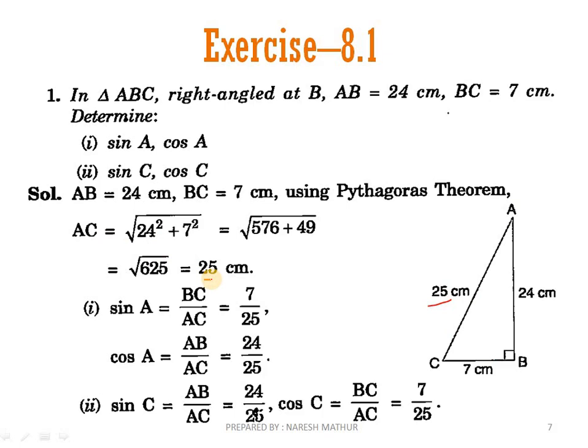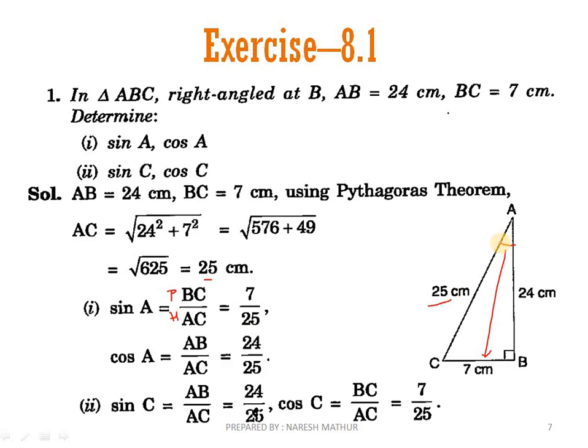Now we need to find sine A and cos A. We need to find the values separately. So sine A is what? Perpendicular upon hypotenuse, P by H. Now where is the angle A? Here is the angle A. What should be the perpendicular? The side opposite to angle A, that is 7, upon hypotenuse. The hypotenuse is 25, so the value of sine A will be 7 by 25.